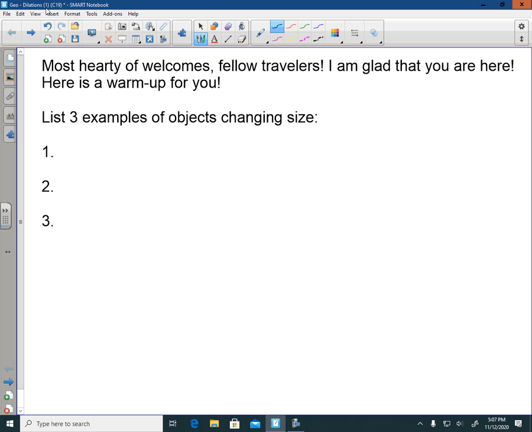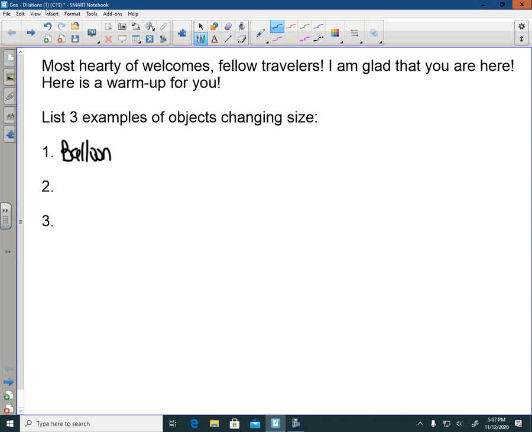Why don't you take a moment, pause this video, and list 3 examples of objects that change their size. All right, did you think of 3? Let's see, here's one that I thought of. A balloon. When you blow air into a balloon, it gets bigger, and when you let the air go, it gets smaller, and so you can make a balloon change size.